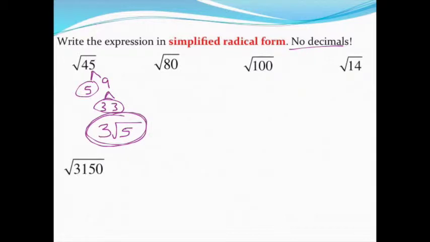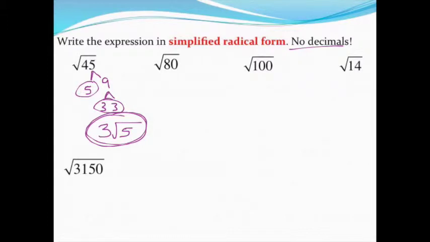If you want to use a calculator, it's a great easy way to check. Type in the square root of 45, you'll get a decimal, of course, and then type in 3 times the square root of 5 and make sure that you get the same exact decimal. So that's what it means to simplify. We never ever use decimals to simplify.